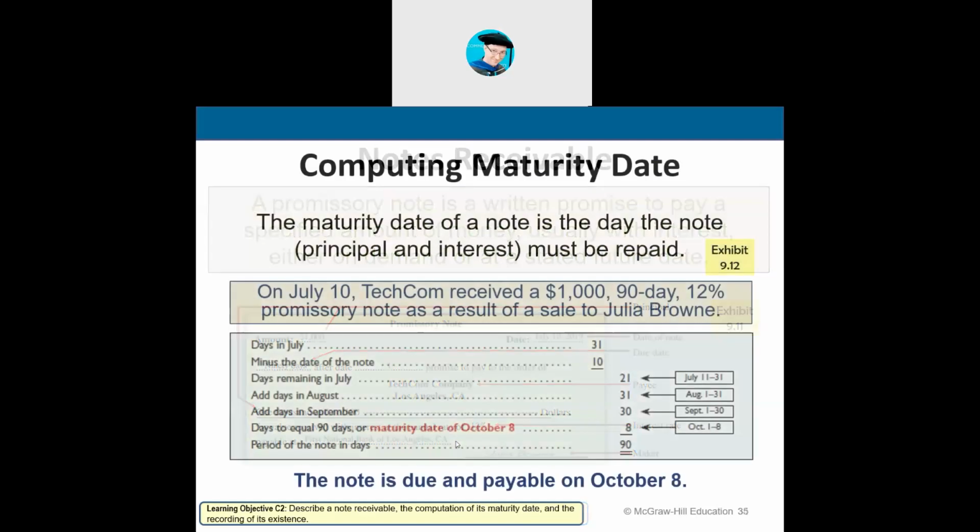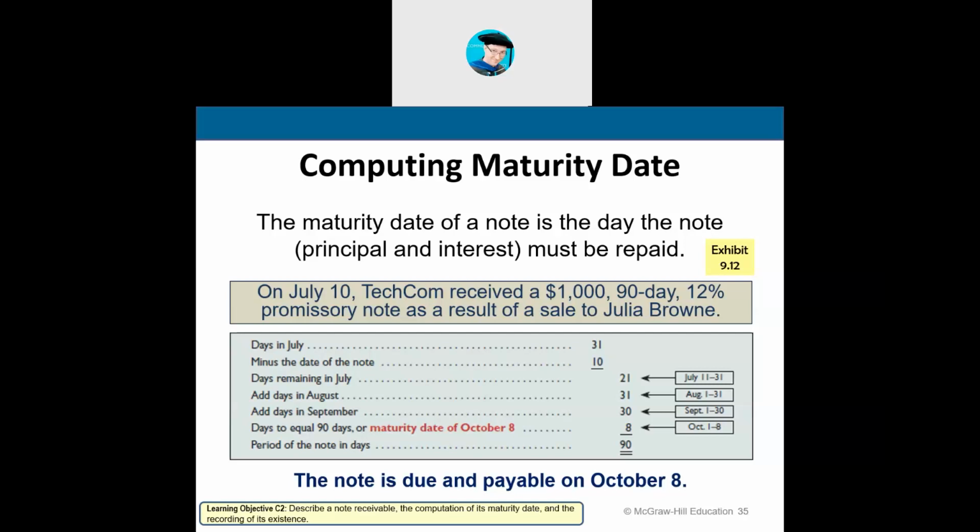I'm sure those of you who have student loans know what that is because you've signed one. Okay, maturity date. The maturity date is when the note is due, when it must be repaid. That's what we call a maturity date. It is now mature. That means I'm paying the principal plus interest. That is the maturity date. That's when it must be paid.